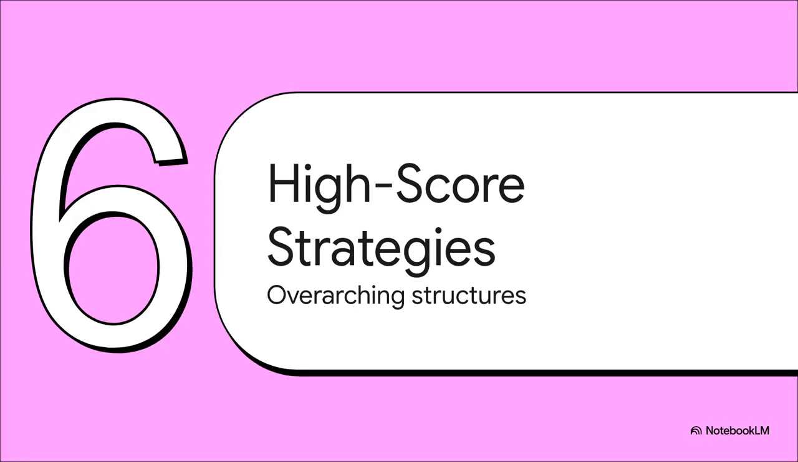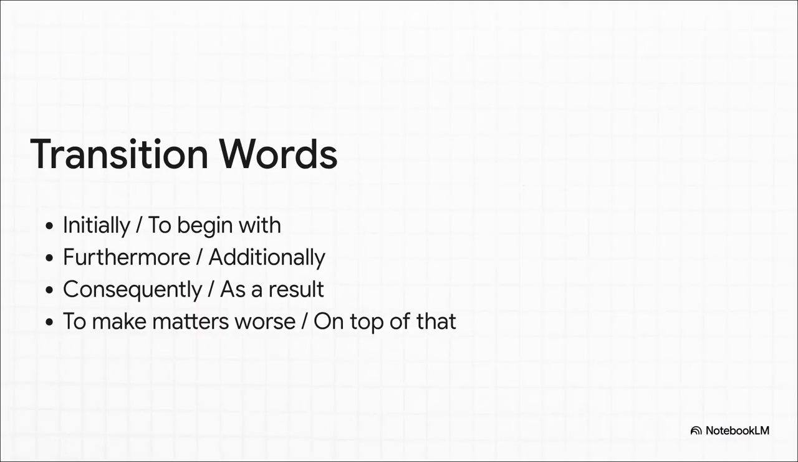Finally, Section 6, High Score Strategies. Now that we've walked through those specific scenarios, let's zoom out and summarize the overarching structural tricks from all 20 of these master essays. To guarantee logical flow, you absolutely must use transition words, or connectors, logical linkage words like initially, furthermore, consequently, and that brilliant phrase, to make matters worse.